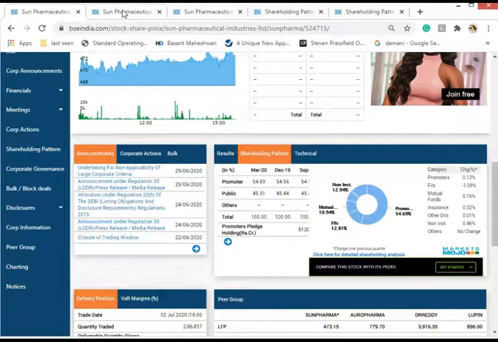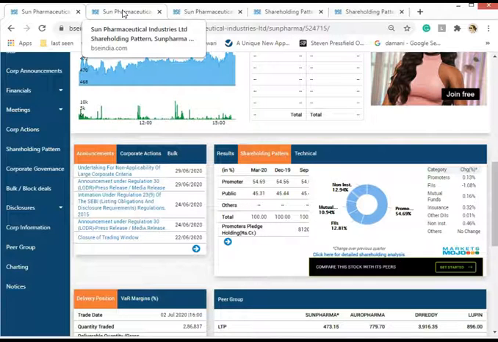So these are the main things that I wanted to tell you about the shareholding pattern. You have to be very vigilant. You will get certain insights related to the company from here.